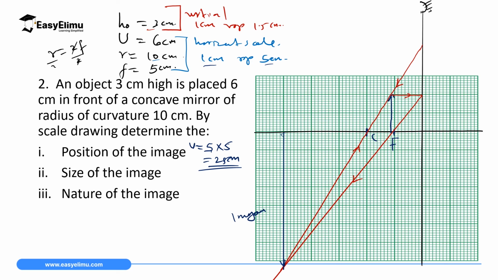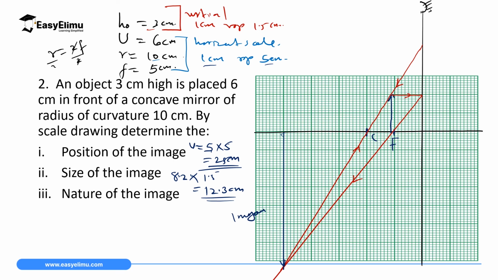Then now the size of the image. If I measure it here accurately, the size of this image is going to be 8.2. Remember the vertical axis is 1 centimeter represents 1.5. So 8.2 times 1.5 is going to give us 12.3 centimeter.